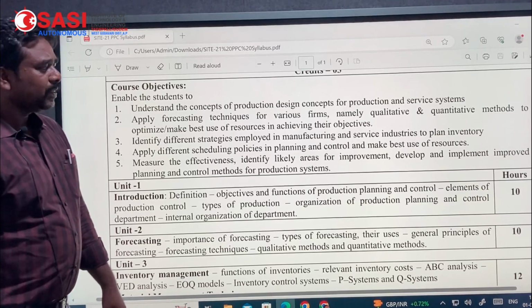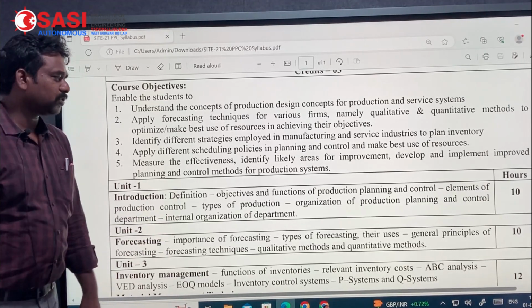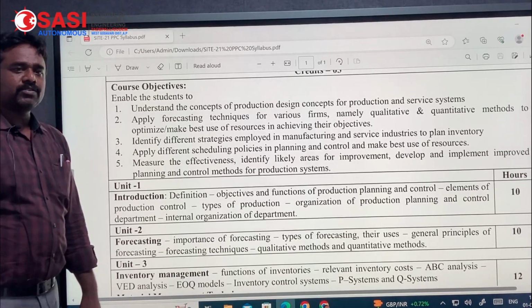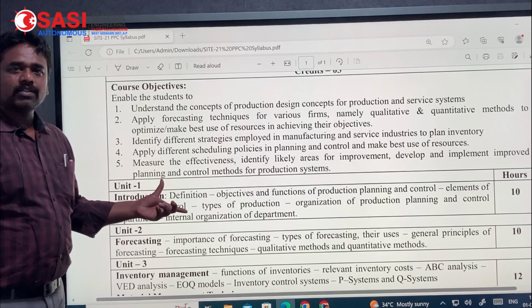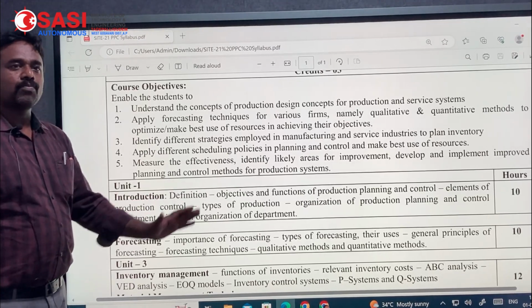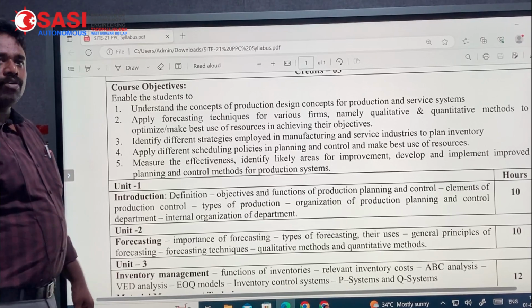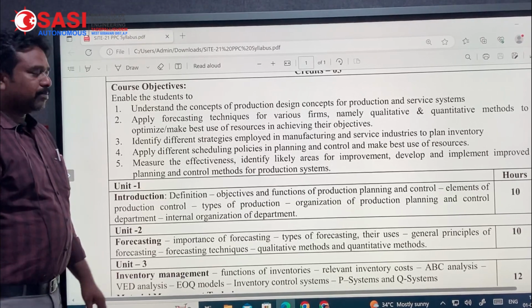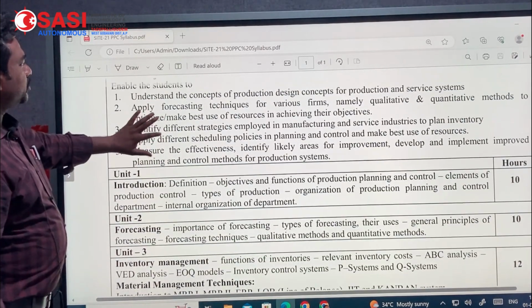And making sure of the effectiveness, identifying likely areas of improvement, developing and implementing improved planning and control methods for the production system. That means controlling the things: accordingly what we have planned, how things are going on, whether that is according to our plan or not. Checking those things and controlling them accordingly so as to make the plan better. These are the main course objectives of our syllabus.